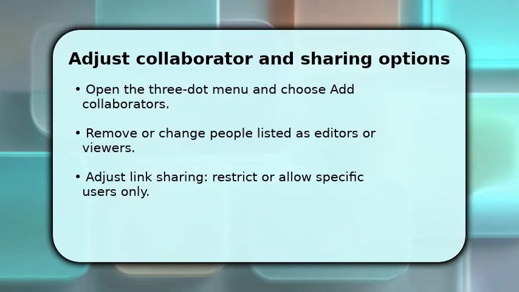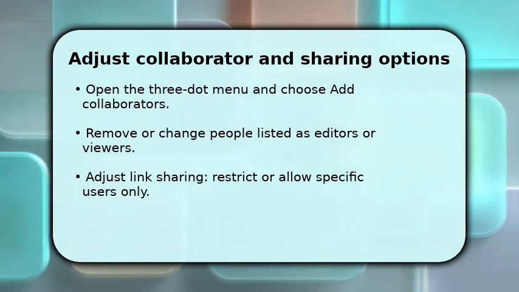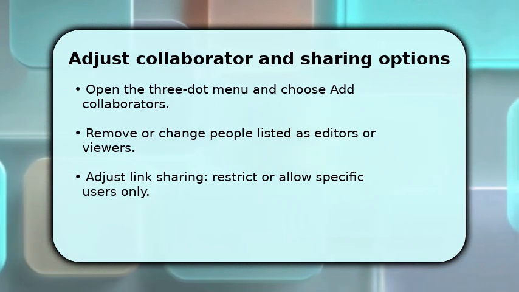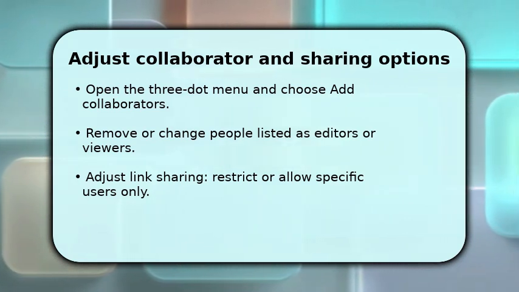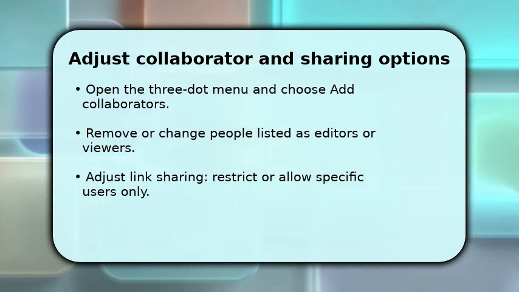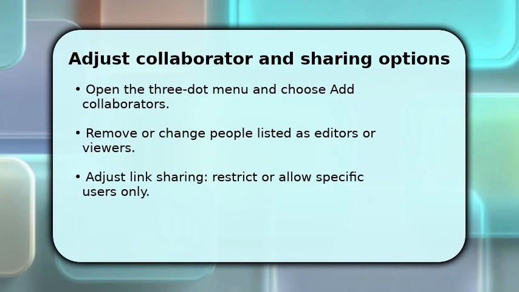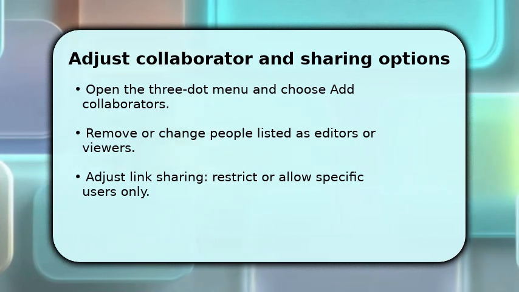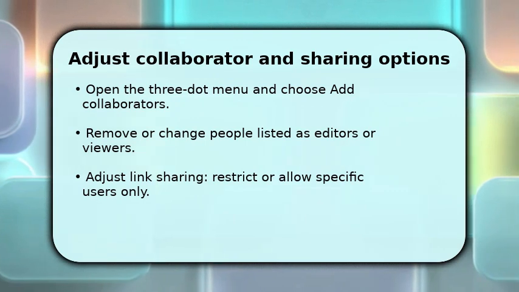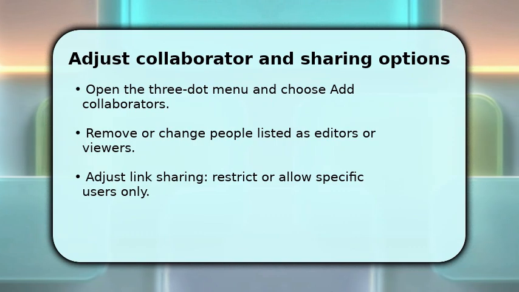You'll now modify who can access the form. Click the three-dot menu and select Add Collaborators to see current editors. Remove any editors you don't want by selecting their entry and choosing Remove, or change their role to Viewer if needed. Next, review link sharing, turn off anyone with the link or switch to Restricted, and add specific email addresses. Once done, save changes so only intended collaborators retain edit rights and respondents keep only the permissions you set.